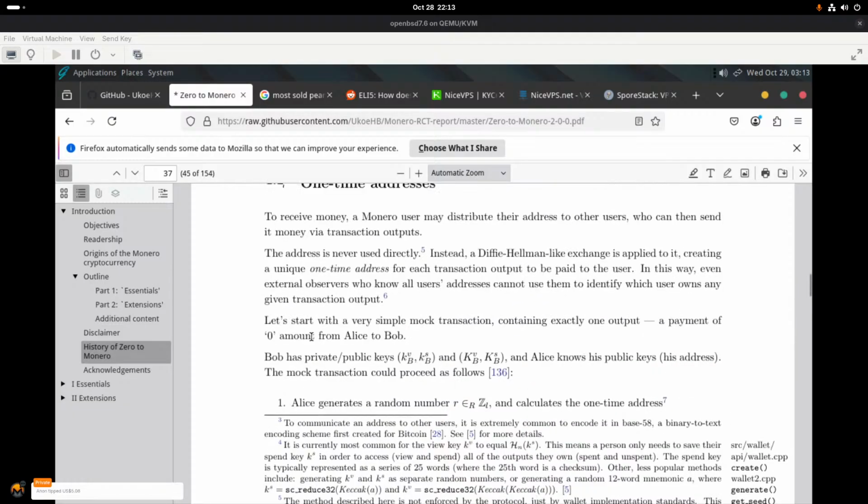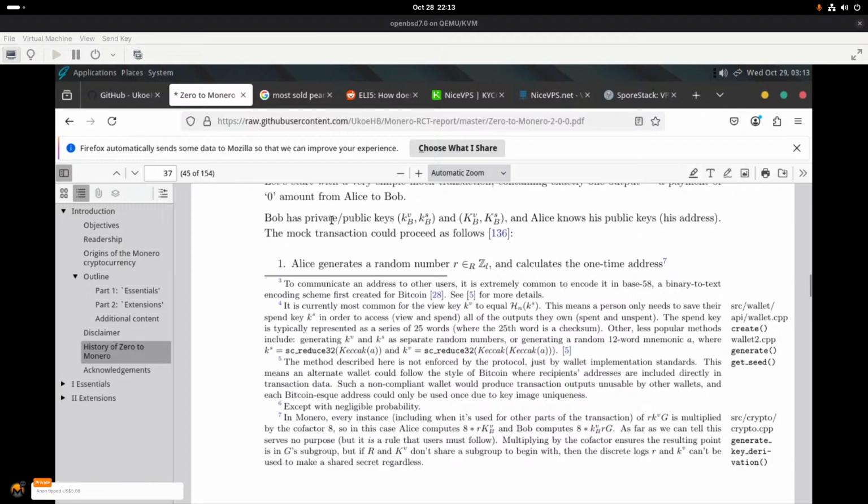Back to addresses. Alice generates a random number r and calculates the one-time address. To communicate an address to another user, it is extremely common to encode in base58. Base58: a binary-to-text encoding scheme first created for Bitcoin. See the reference for more details. It is currently most common for the view key to equal H(k_s). This means a person only needs to save their spend key in order to access, view, and spend all the outputs they own, spent and unspent.